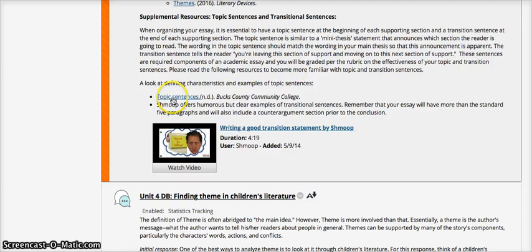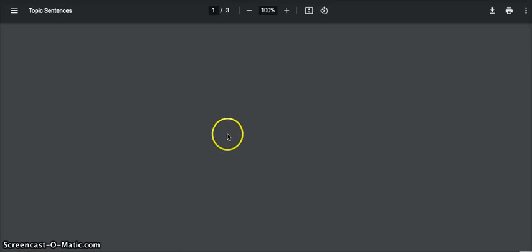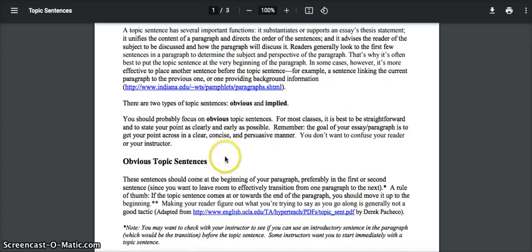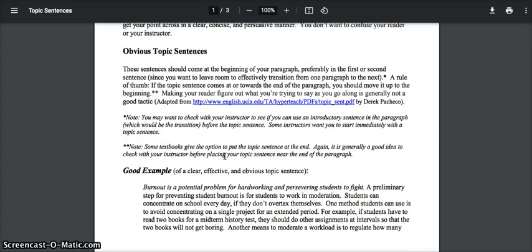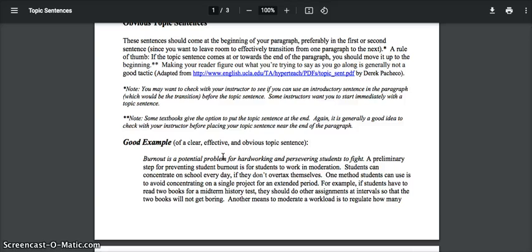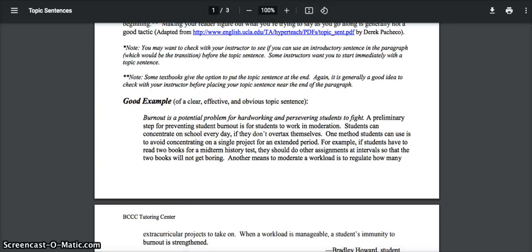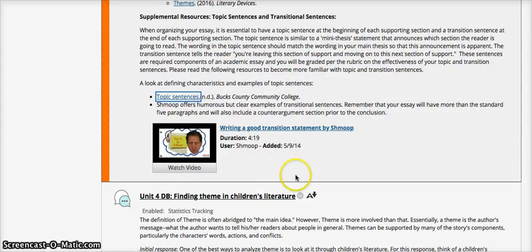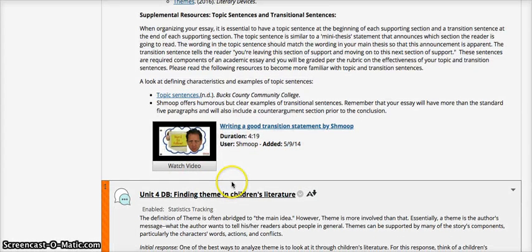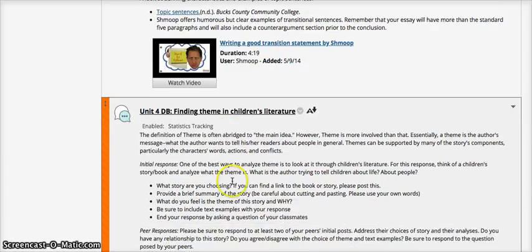You could click here. This is a great resource that talks about topic sentences and how they are formed. Topic sentences are somewhat like little mini thesis statements, and they just state an idea that you have, like a new idea or an example that you would like to introduce. And the video's here as well. And I'm going to scroll down just a little bit.